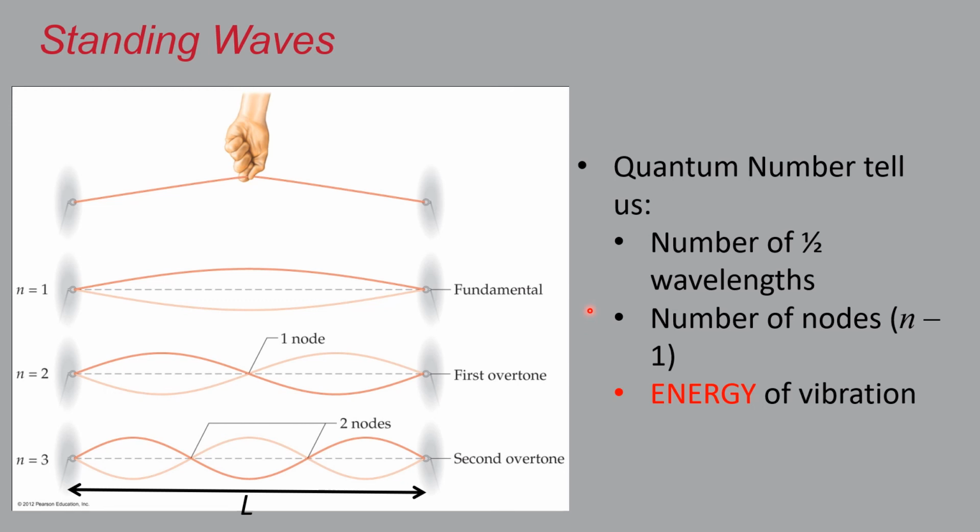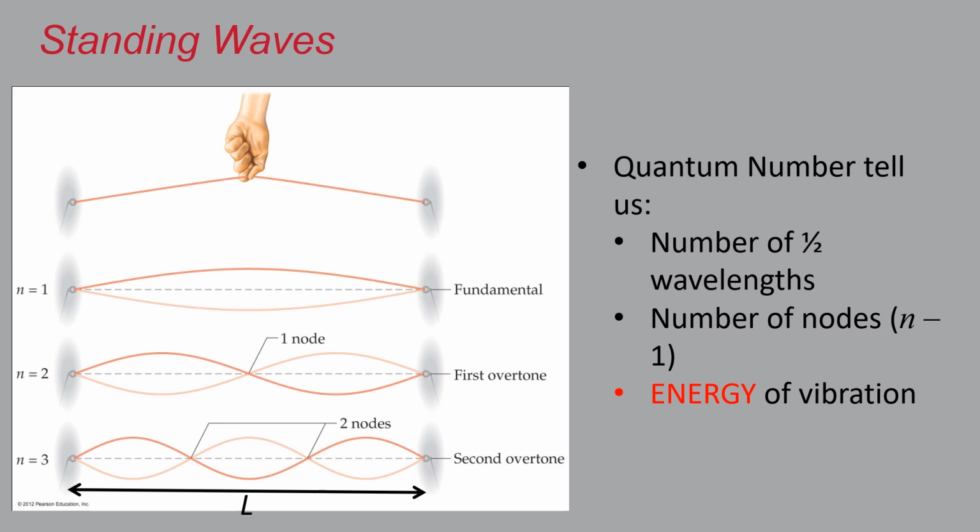And they also tell you the energy of the vibration. These vibrations are increasingly energetic. So this is the least energetic, this is in the middle, and this is the most energetic. So it might not tell you the exact energy of the vibration, but it can give you a relative ranking. Now, this is the simplest type of vibration.